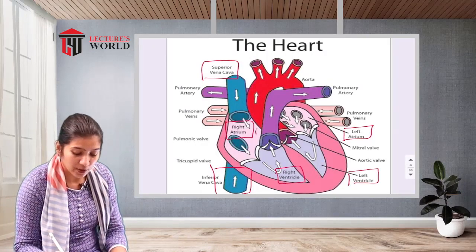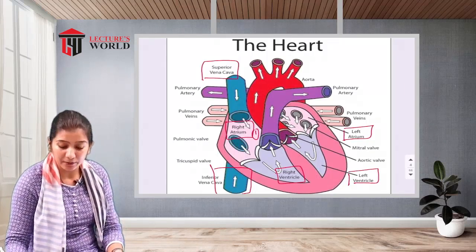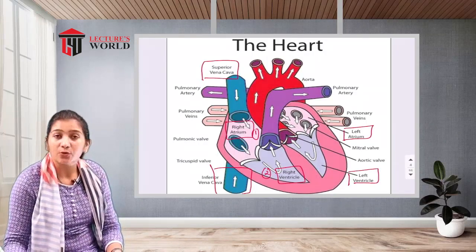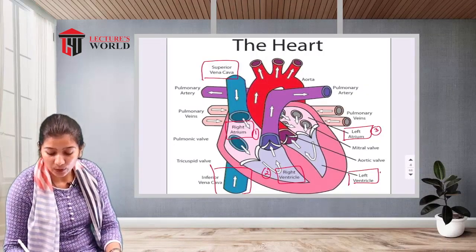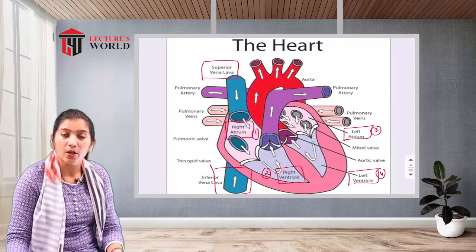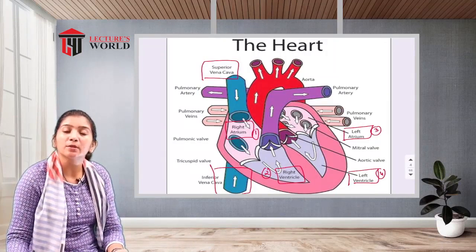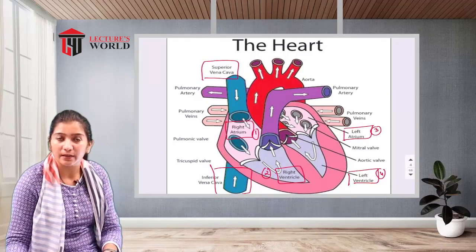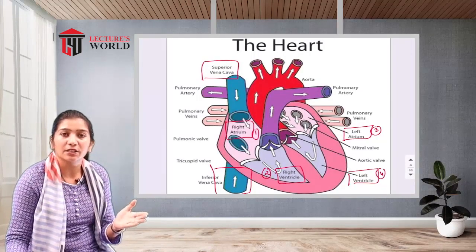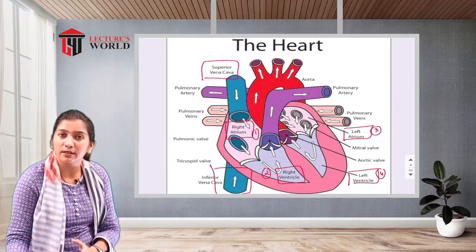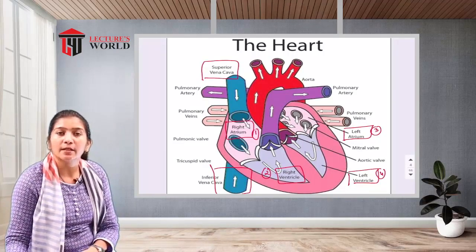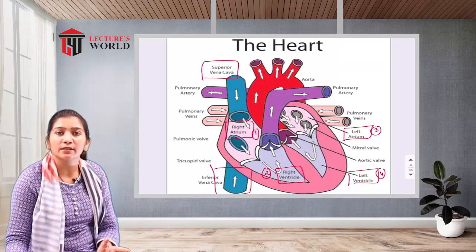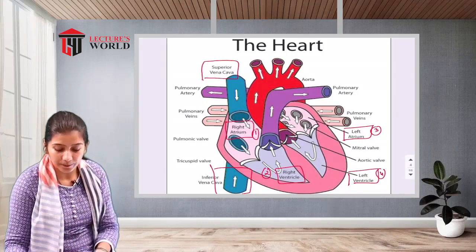The first chamber of the heart is known as the right atrium. The second one is the right ventricle. The third chamber is the left atrium and the fourth chamber is the left ventricle. So there are 2 atriums and 2 ventricles in the heart. The right side is known as the right atrium, the left one is the left atrium. Likewise, there are 2 ventricles: the right side is the right ventricle, whereas the left side is the left ventricle.